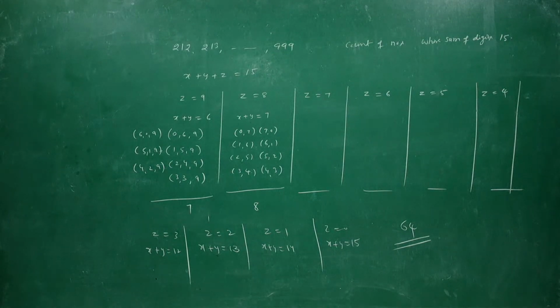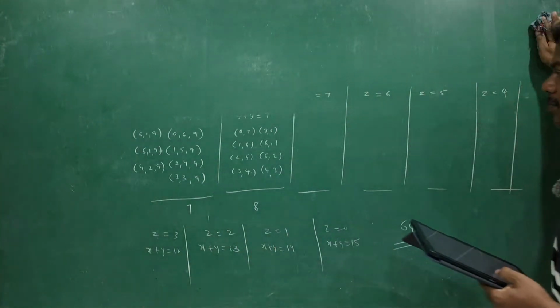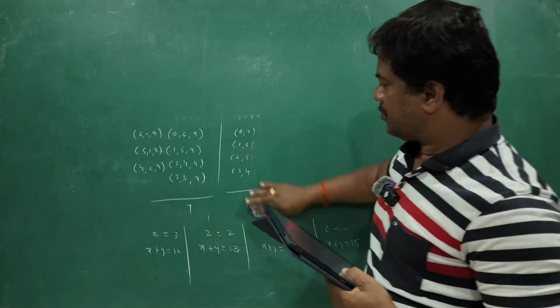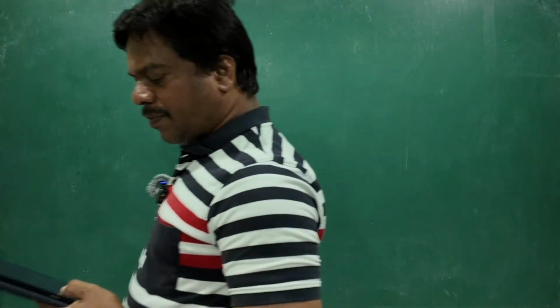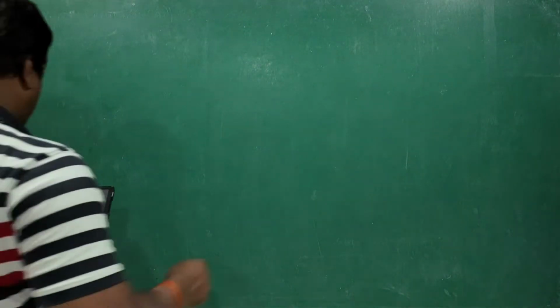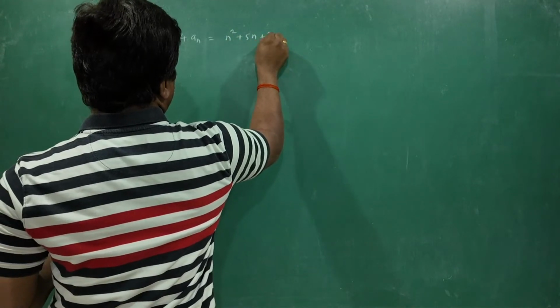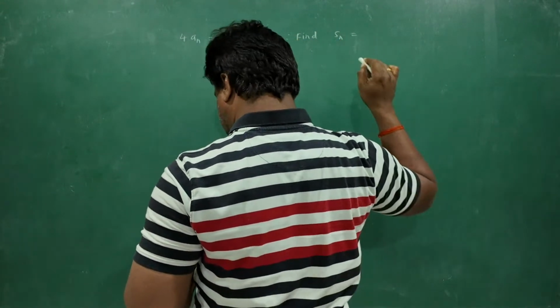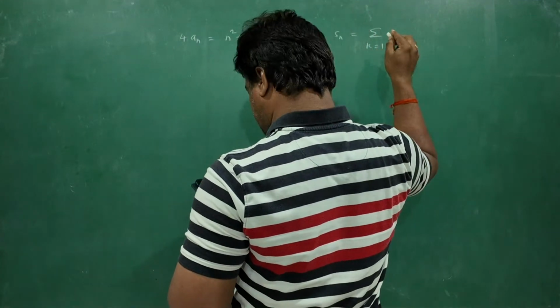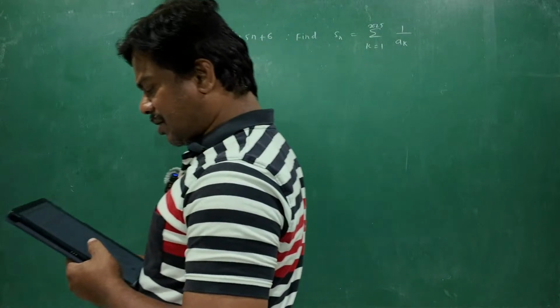Next question, from sum of n terms. Given that 4 times a_n equals n square plus 5n plus 6, find the S_n value. S_n equals summation k from 1 to 2025 of 1 divided by a_k. This is the question.